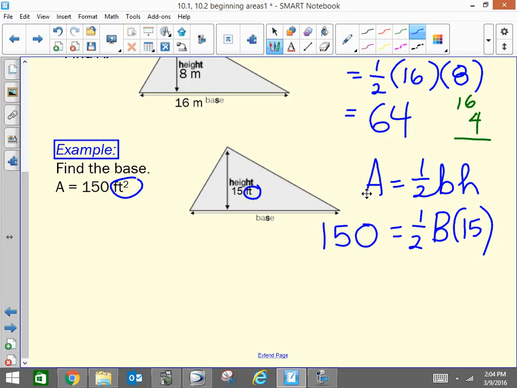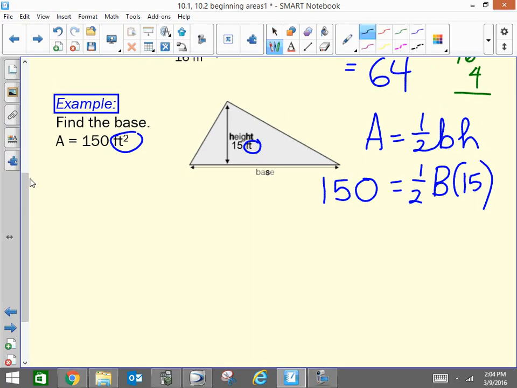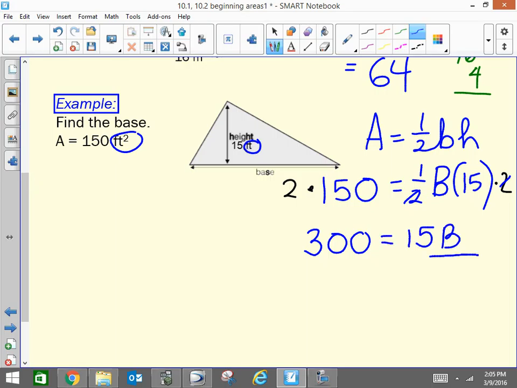Jacqueline, what's the first thing you're going to do? That's a good idea. She's going to get rid of that 1/2 because 1/2 of 15 is not pretty, right? So she's going to multiply each side by 2. And what's 150 times 2? 300. That 1/2 now cancels. What's 1/2 of 2? 1. So that cancels out. That was the grand plan. And then that equals 15 times B. Divide by 15, and B does indeed equal what y'all had, which was 20.